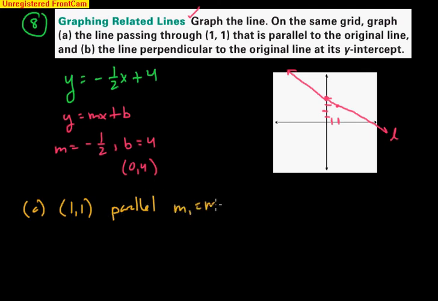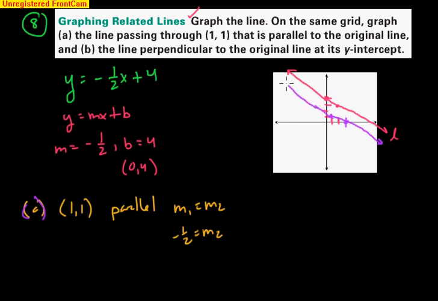Well, if it's parallel, then I know the slopes are equal. So if I can identify the slope of the first line, I know my slope. So the slope of the first line is negative 1/2. So that's the slope of my line I have to work with, negative 1/2. So I have the point 1, 1. So graph the point 1, 1. And that's terrible, so I'm going to use a darker color. I'm going to use purple. Okay, so 1, 1. And I'm going to count down 1 to the right 2. Down 1 to the right 2. And there's my second point.